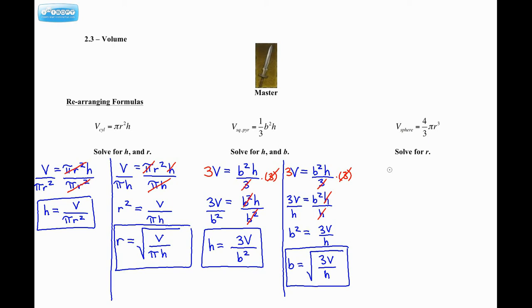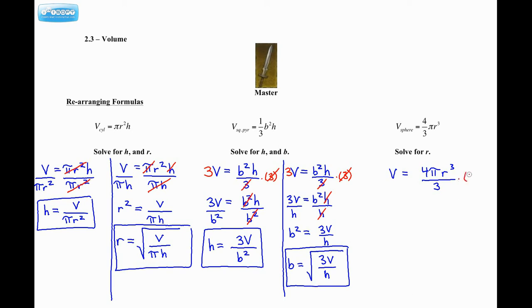So volume is 4 times pi times the radius cubed, all divided by 3. It means the same thing. Maybe this is easier for you to work with. Maybe it isn't. So I want to get r by itself.